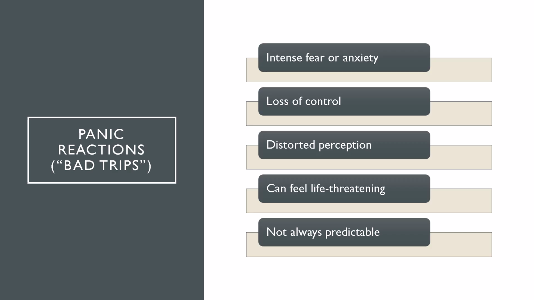So panic reactions, these are often casually referred to as bad trips. And they're one of the most important clinical risks associated with hallucinogens and high-dose cannabis use. While the term bad trip may sound informal or even dismissive, the experience itself can be extremely intense, and in some cases, it can be traumatic for the person. So these reactions are often going to involve overwhelming fear, a sense of losing control, and distorted perceptions that make the environment feel unsafe or unreal.